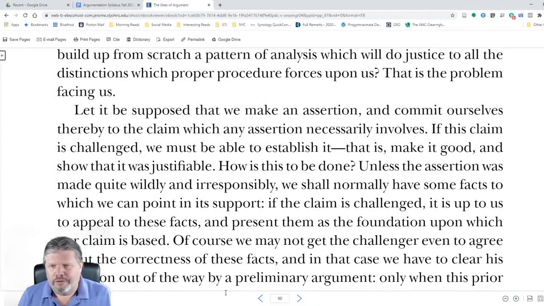Unless the assertion was made quite wildly and irresponsibly, we shall normally have some facts to which we can point in its support. If the claim is challenged, it is up to us to appeal to these facts and present them as the foundation upon which the claim is based. Okay, nothing strange here. This is kind of the way you probably assume argument works anyway.